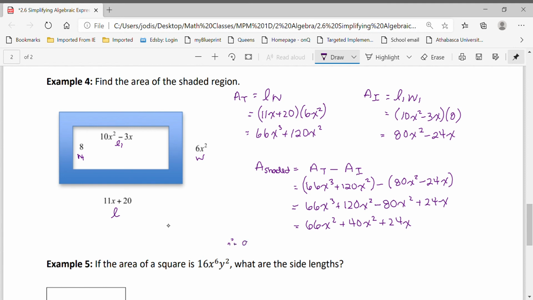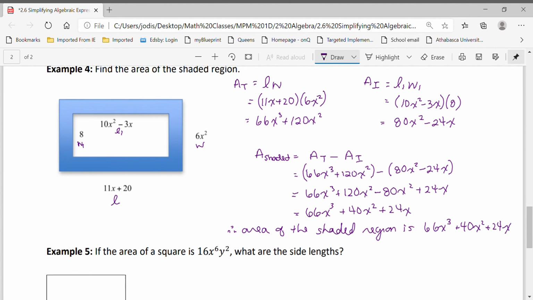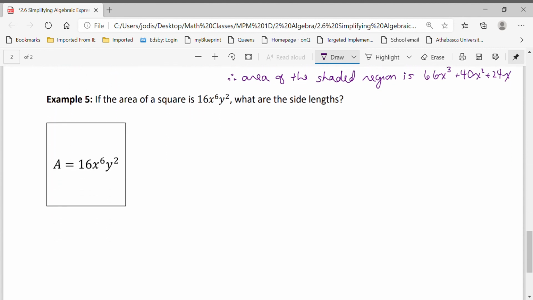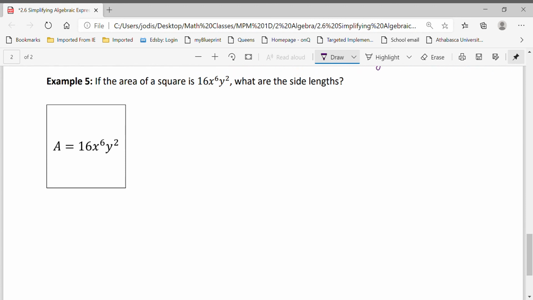And then therefore area of the shaded region is 66x squared plus, oops, not squared, cubed. I wrote the wrong number. Cubed plus 40x squared plus 24x. Okay. All right, and then the last one here.